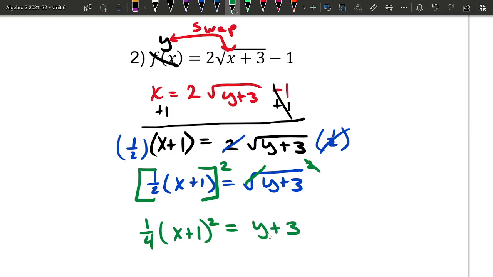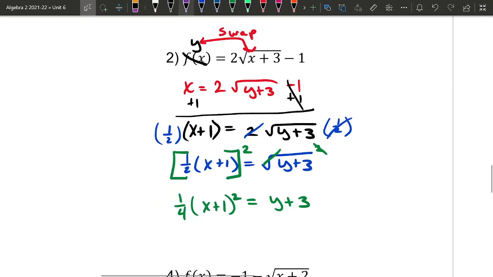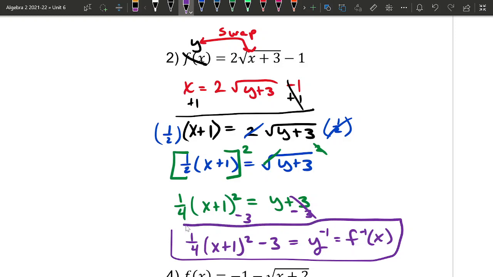And that equals y plus 3. I need one more step. I need to subtract the 3. So 1/4 of (x plus 1) squared minus 3 equals y inverse, or f inverse of x. I don't care if you use y inverse notation or f inverse of x notation, but you do need to be able to recognize both of them. I'm not sure which one will be on the test. It might be both for different problems, but they mean the same thing.